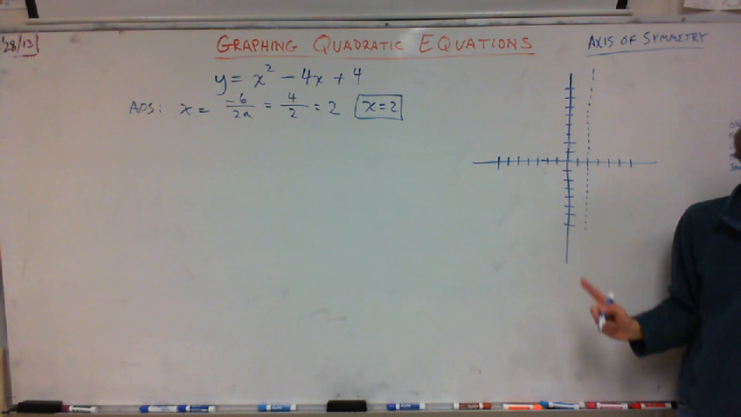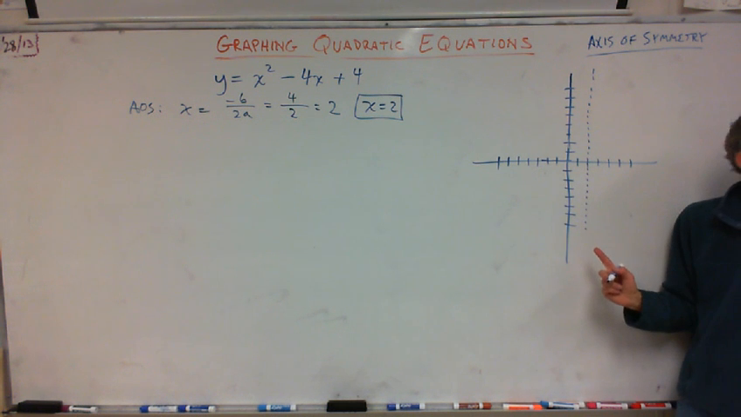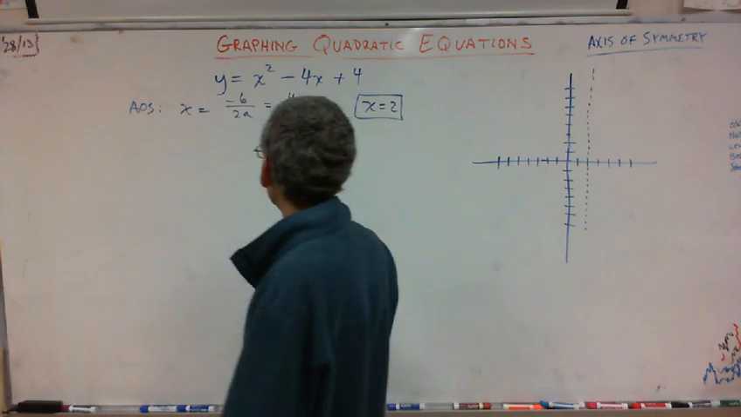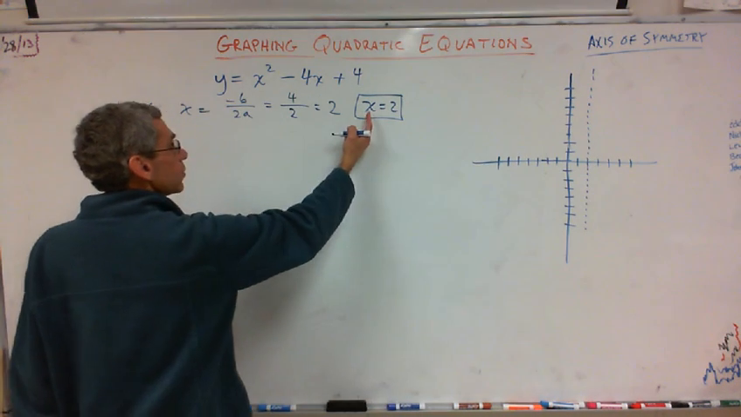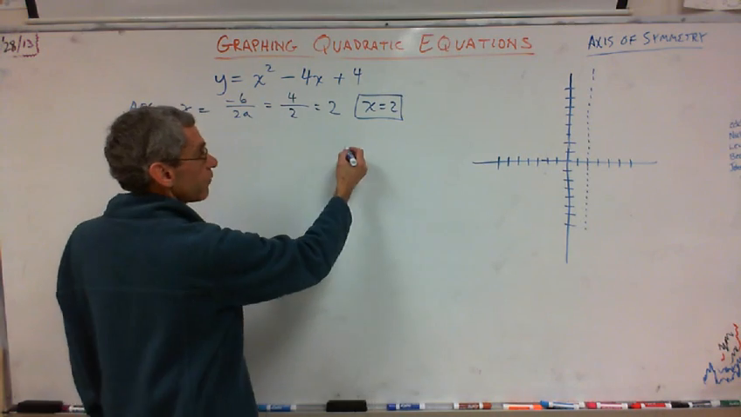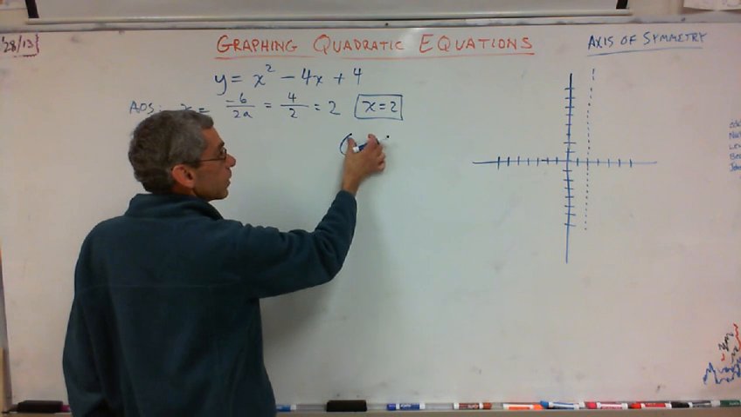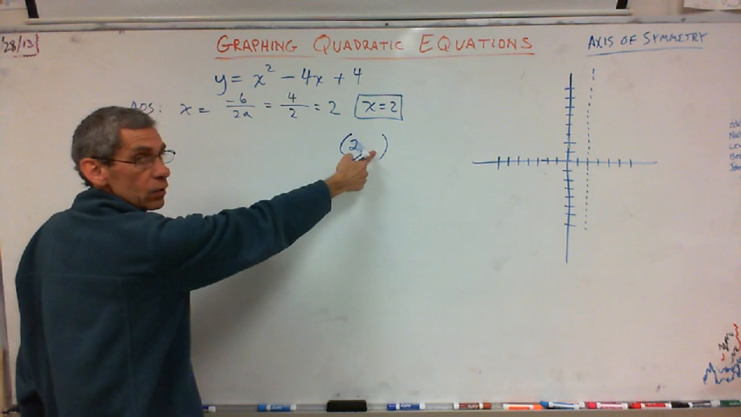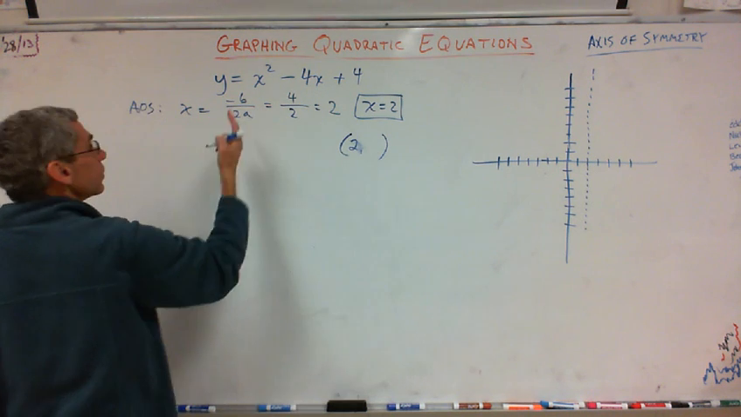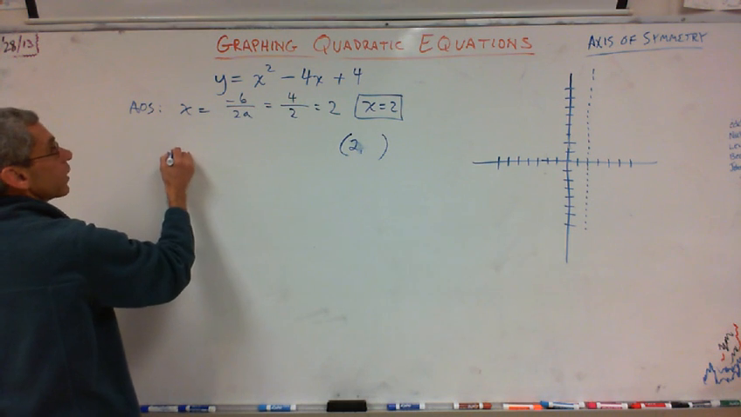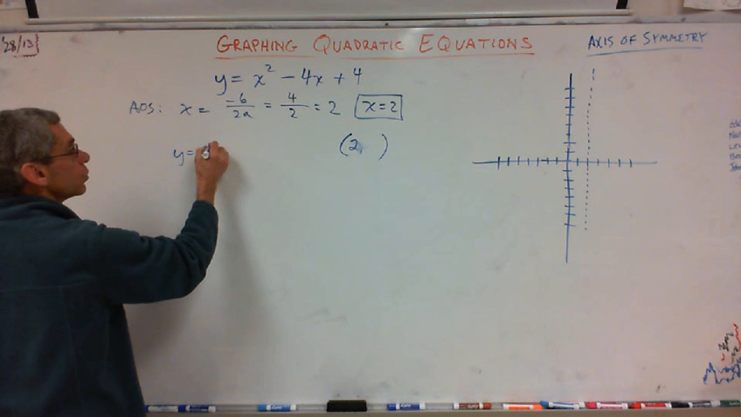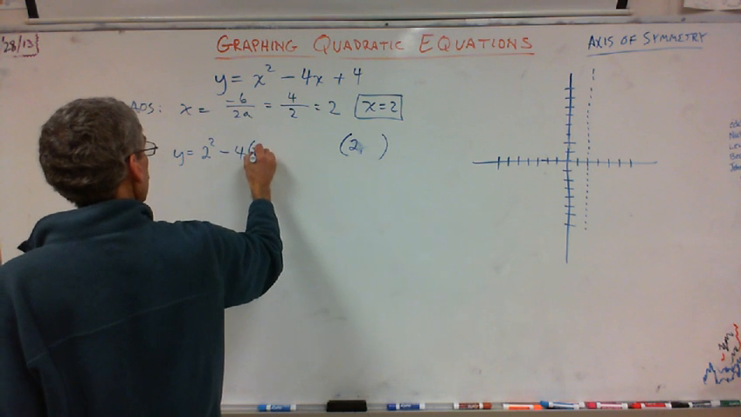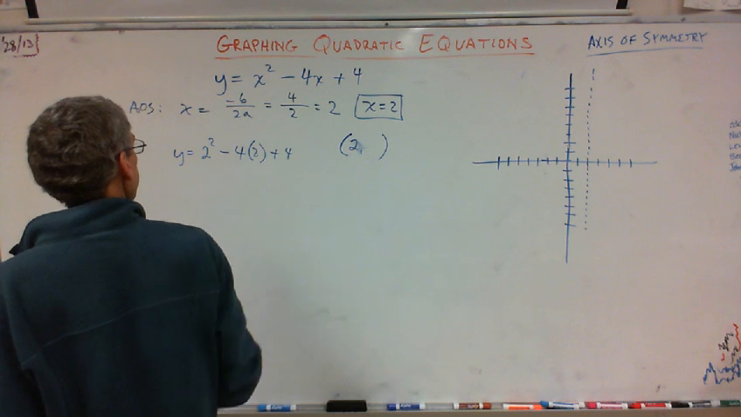I know the vertex is somewhere on that dashed line. So now I'm going to find my vertex. Once I found my axis of symmetry, I found the x of my vertex. My vertex is going to be 2 comma something. I'm just going to find the y by substituting the 2 into the original equation. So to find y, y is equal to 2 squared minus 4 times 2 plus 4.